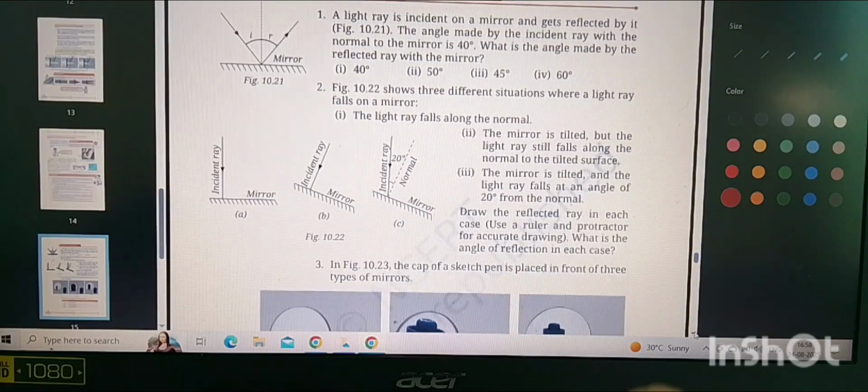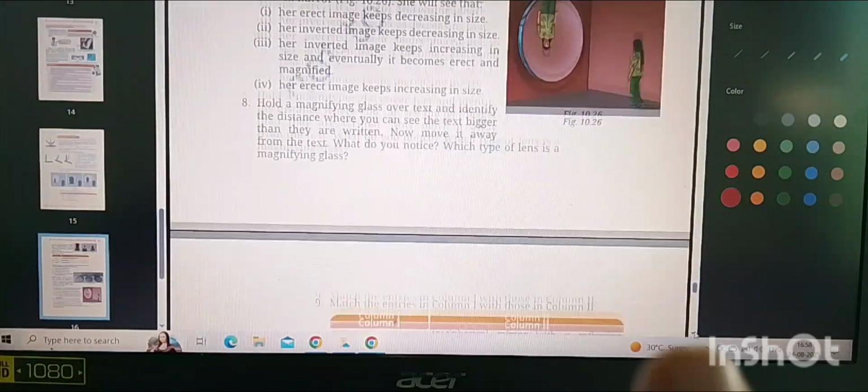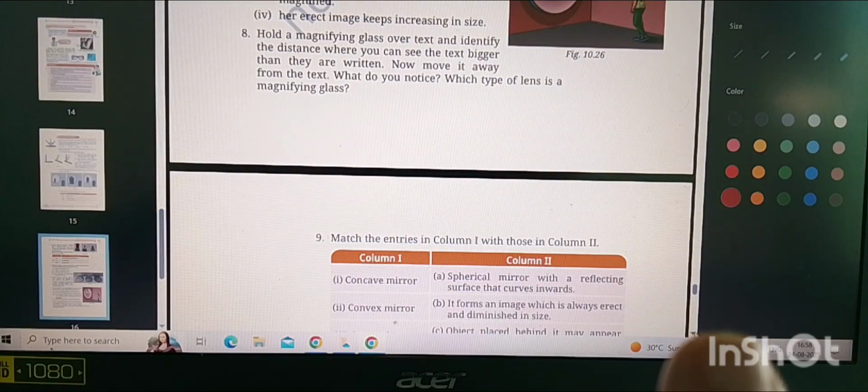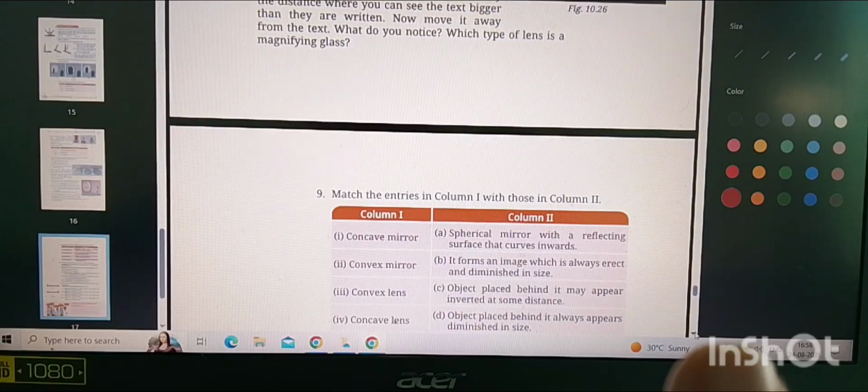These are the problems. The chapter is actually over. We will do more exercise problems by next class.